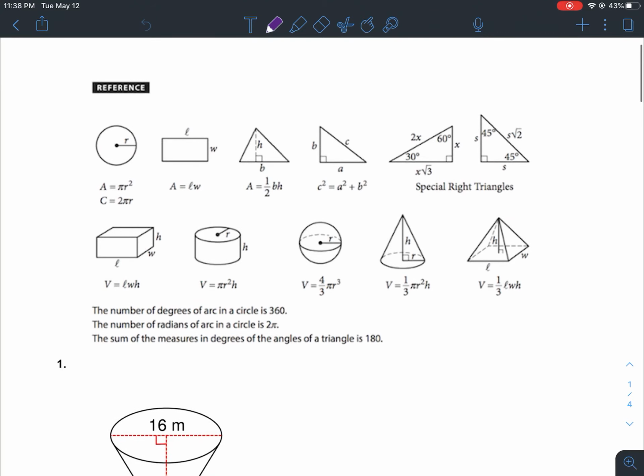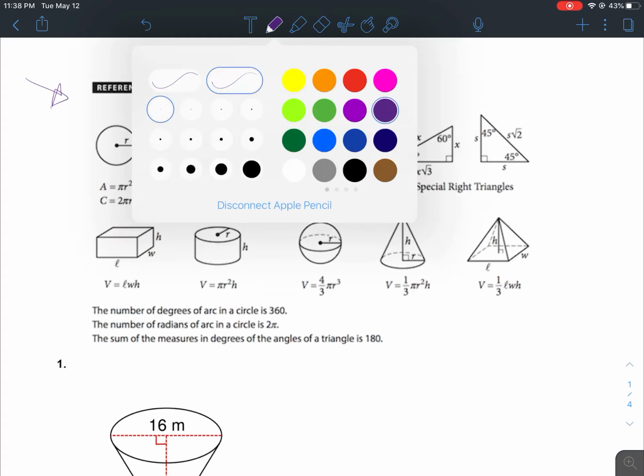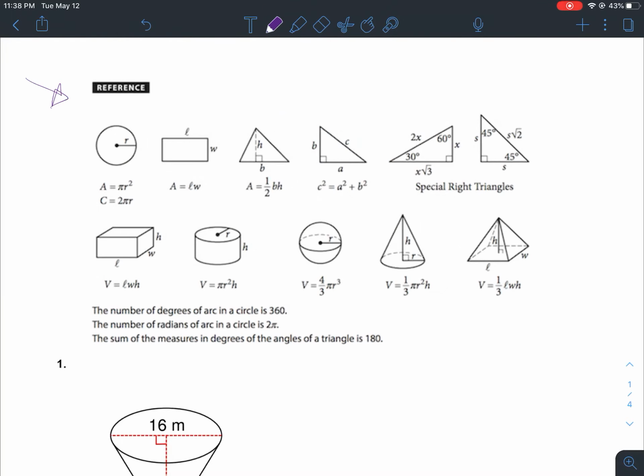One thing I really want you to do during this test is use this reference sheet. I'm going to give it to you at the top of your test. It's going to be there for you. And this is actually also the reference sheet they give you on the SAT. So you do want to be familiar with this and know how to use it. You should be able to name all of these shapes on here.